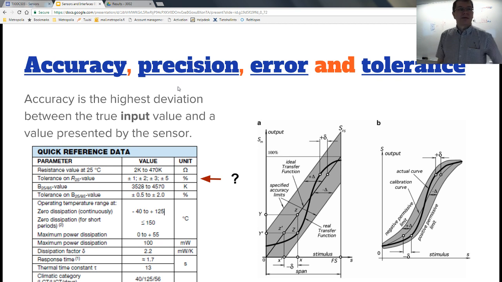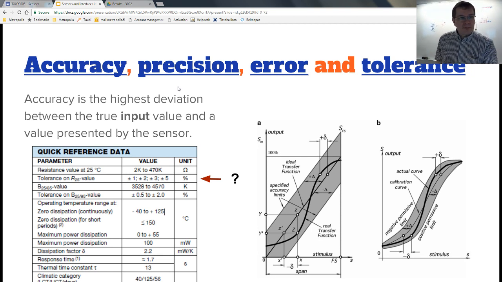Okay. Then, all right, what is the accuracy, precision, error, and tolerance? And those pictures more or less tell everything, but anyways, the accuracy is the highest deviation between the true input and a value presented by the sensor. Highest. Okay, I think those are still measured by some statistical methods, so it basically means the root mean square error, which is basically more or less the highest error.